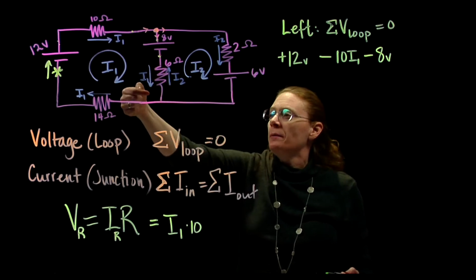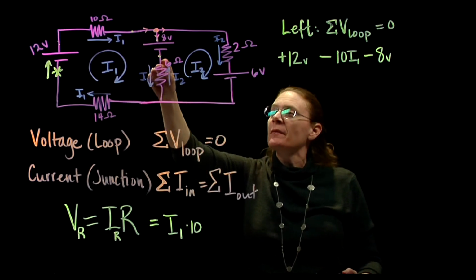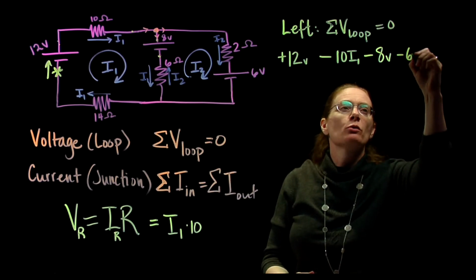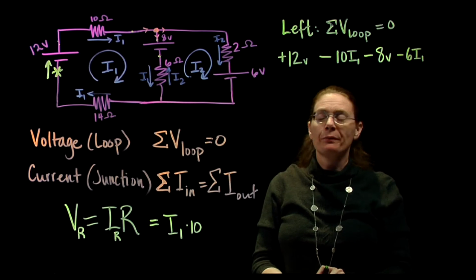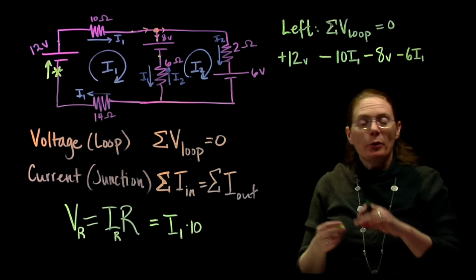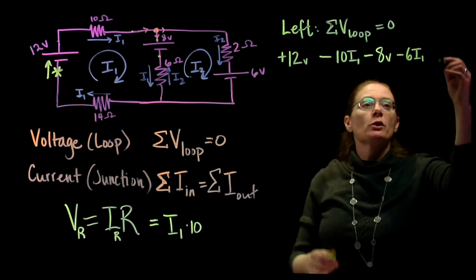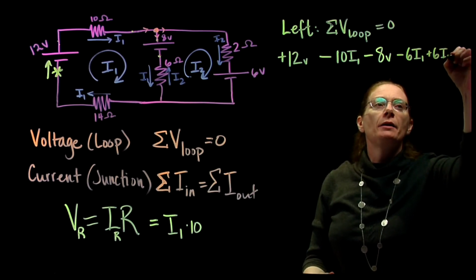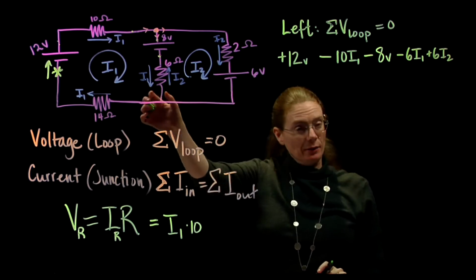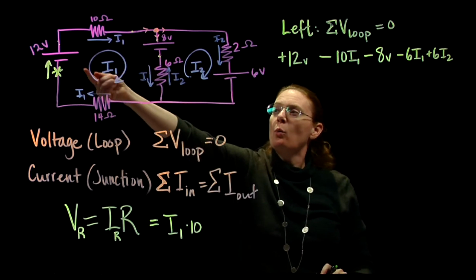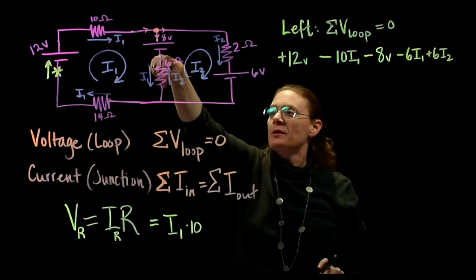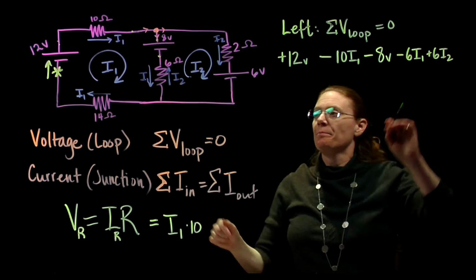Well, with I1, I'm going with the current. So with the current means that it's a voltage drop. So I'm going to drop because of I1. And I'm going against the current for I2. So if I'm going against the current, that means it's a voltage increase, a voltage rise, plus 6I2. And these had better have different signs because the currents are going different ways. When you're walking in the same direction as the current, it's a drop. If you're walking in the opposite direction of the current, it's a rise.